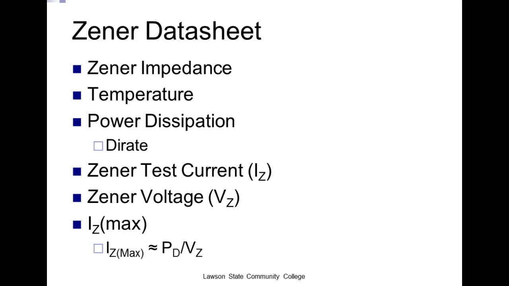Zener voltage, Zener test current, we're going to need that. We're going to need the knee current. Zener voltage, we call that what? It's called VZ, all right? And then what we call IZ max, and we're going to have to do what with IZ max? We have to calculate it.